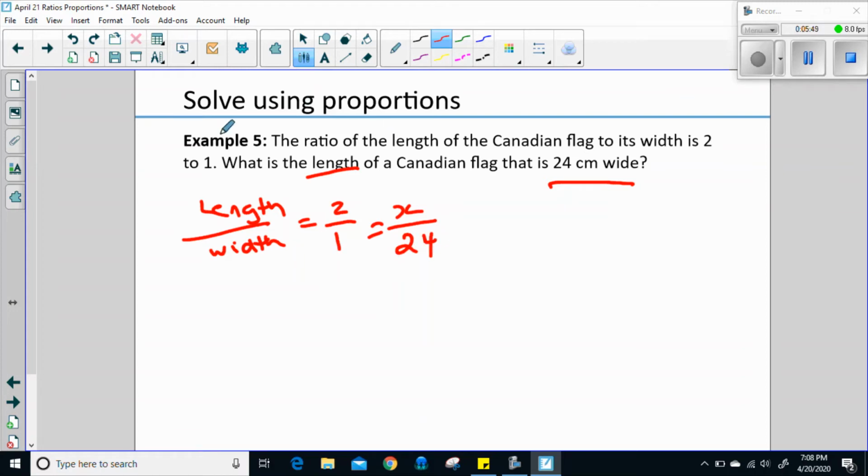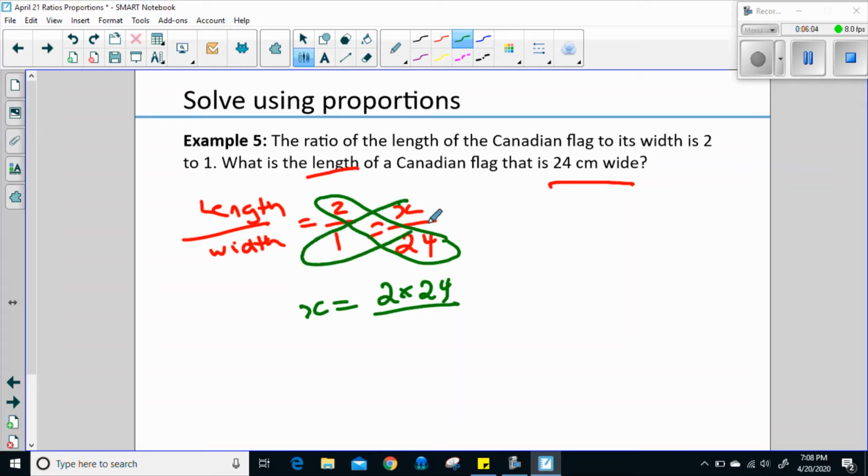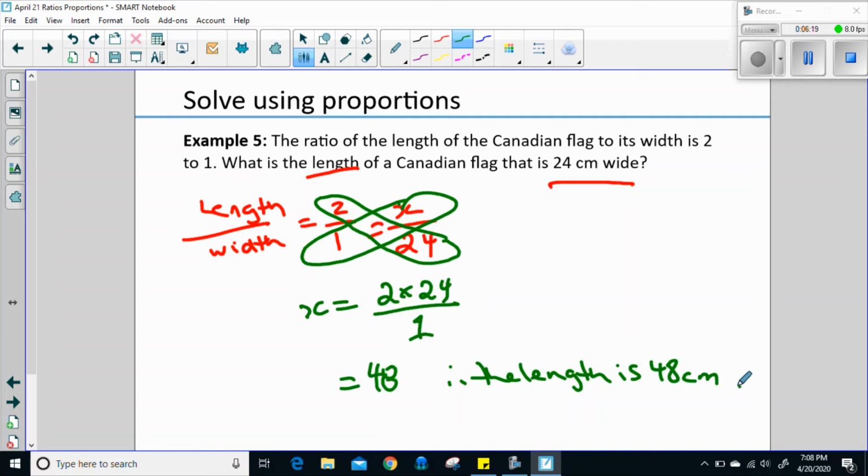Again, I'm going to use cross multiplication here. I look for the two numbers that are diagonal from each other. So I know that x is going to be equal to 2 times 24 divided by the number that's across from my x, which is 1. 2 times 24 gives me 48. Therefore, the length is 48 centimeters. Good.